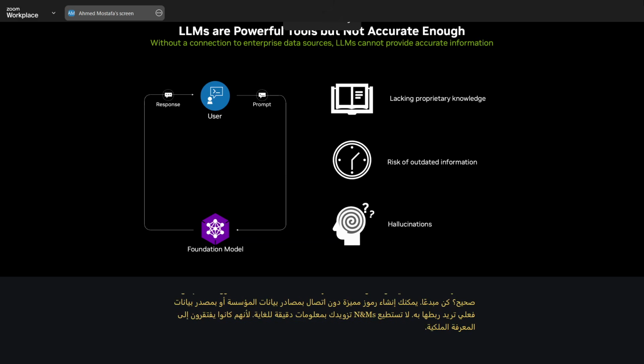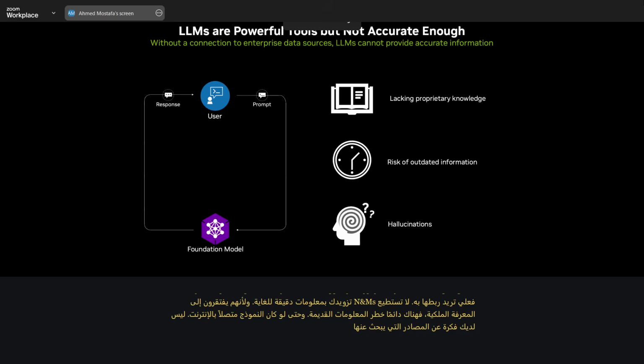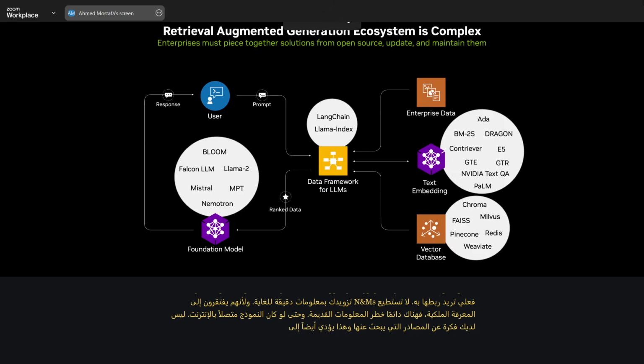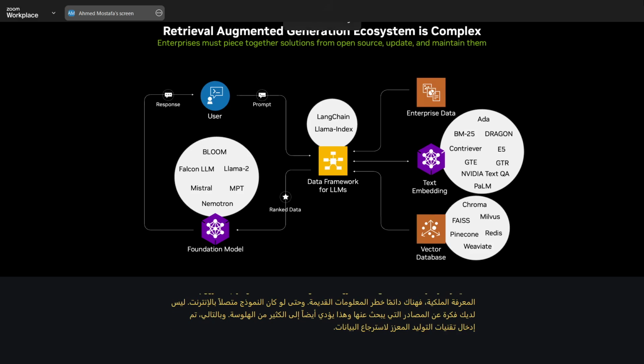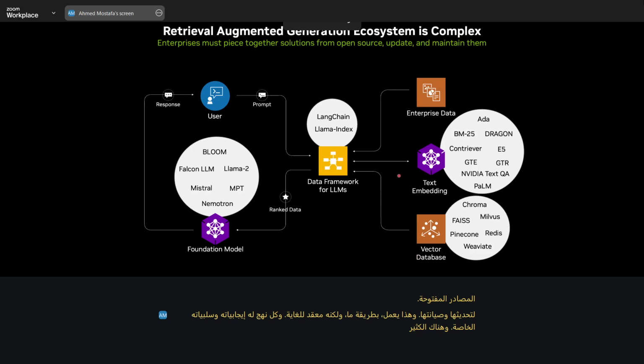There is always a risk of outdated information. And even if the model is connected to the internet, you don't have visibility on which sources it's looking at. And this is also resulting in a lot of hallucination. And therefore, retrieval augmented generation techniques have been introduced. Enterprises must piece together solutions from the open source community to update and maintain them. And this works in a way, but is very complex. And each approach has its own pros and cons. And there are a lot of different complexities in every single step in here.